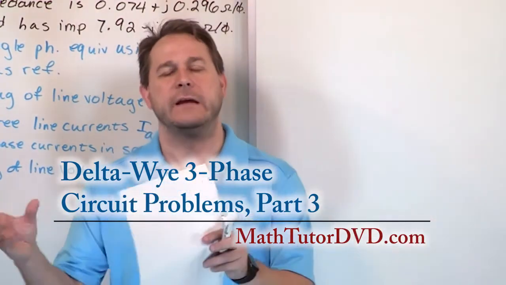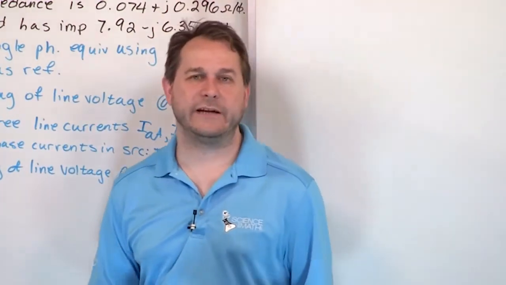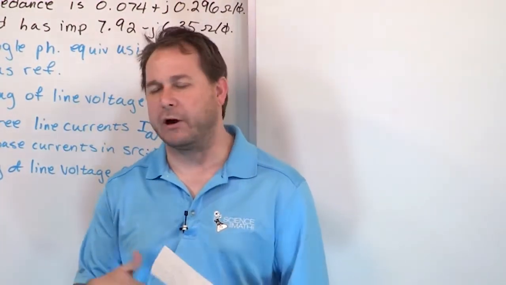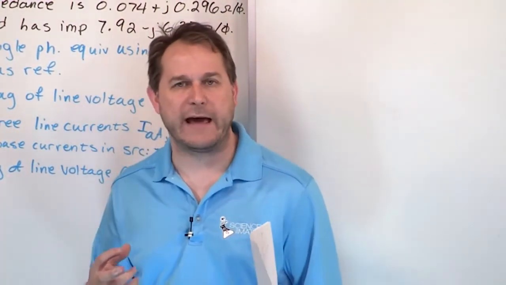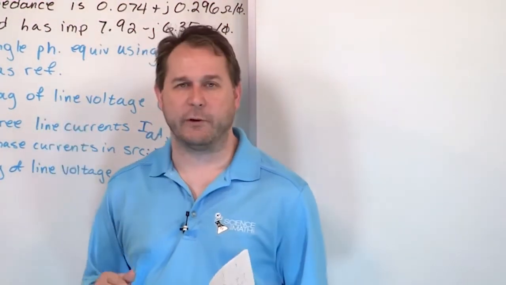This is problem number 3, and this is going to be what I really consider to be our first full-blown problem that has a delta source and a Y load. So what we have again is a wall of text that we need to decipher, but the process is going to be the same. We're going to decipher what we have in this problem. We're going to draw a picture, and then we're going to step-by-step inch our way forward through it.